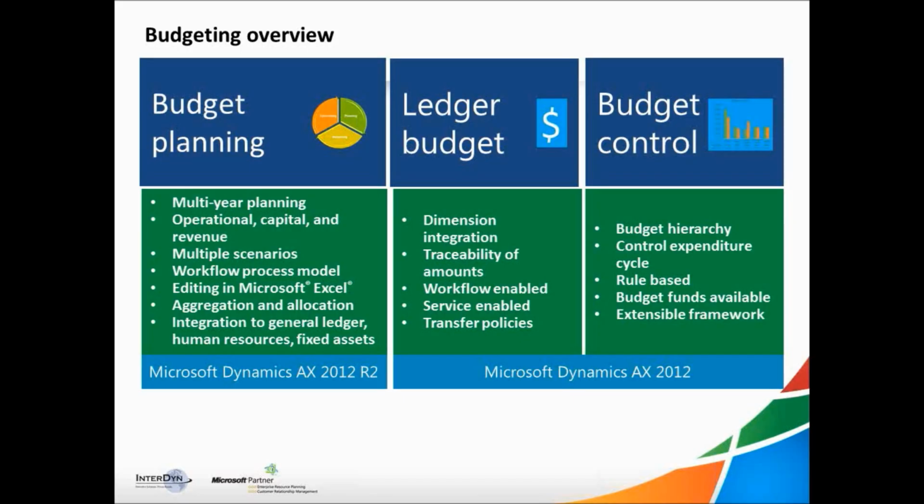In the 2012 version, there was the ability to upload the finished budget and do some transactions and do some control. That has been expanded now, and now what you can do is budget planning. It can be multiple years. We can do operational, capital, and revenue. There can be multiple scenarios. They're actually unlimited. And you're using the workflow process model. Again, different departments can have different workflows. And what you're getting is the flexibility of Excel. That's where there's more than one way to enter the budget information.